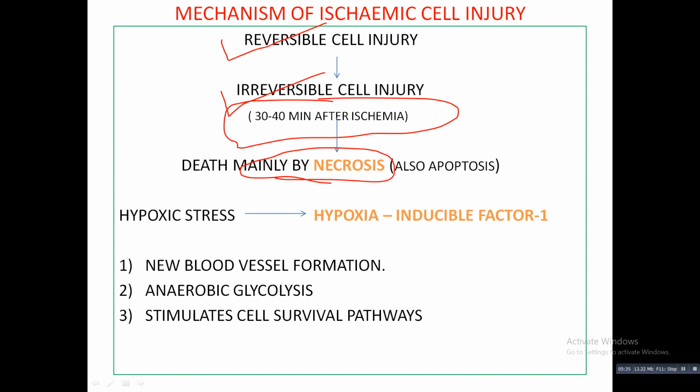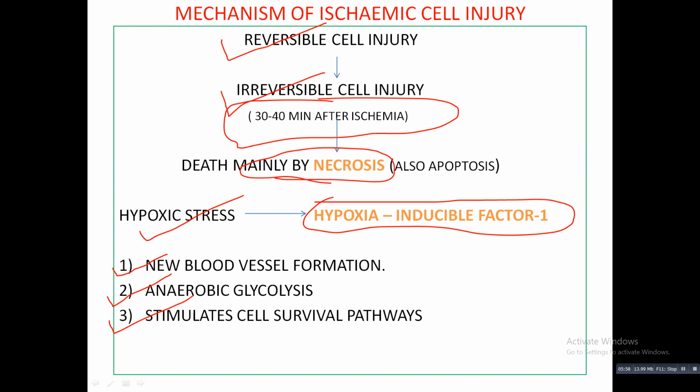Any kind of hypoxic stress leads to release of hypoxia inducible factor 1. I repeat, hypoxic stress leads to release of hypoxia inducible factor 1, which leads to three major changes. Number one, new blood vessel formation. Number two, anaerobic glycolysis. And number three, it stimulates cell survival pathways.